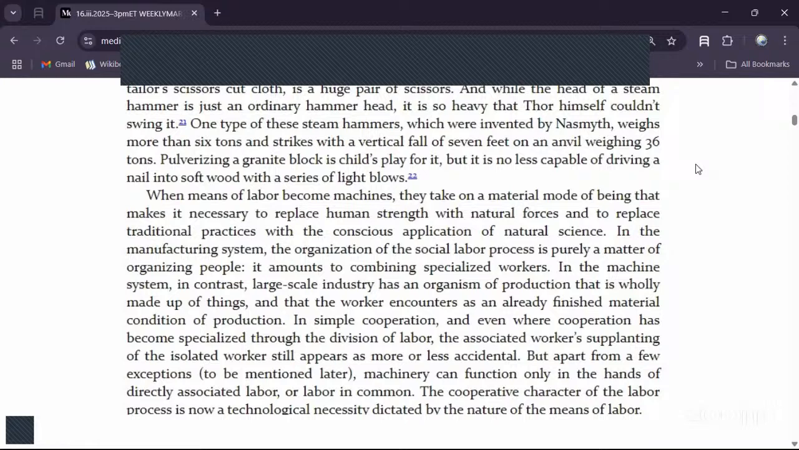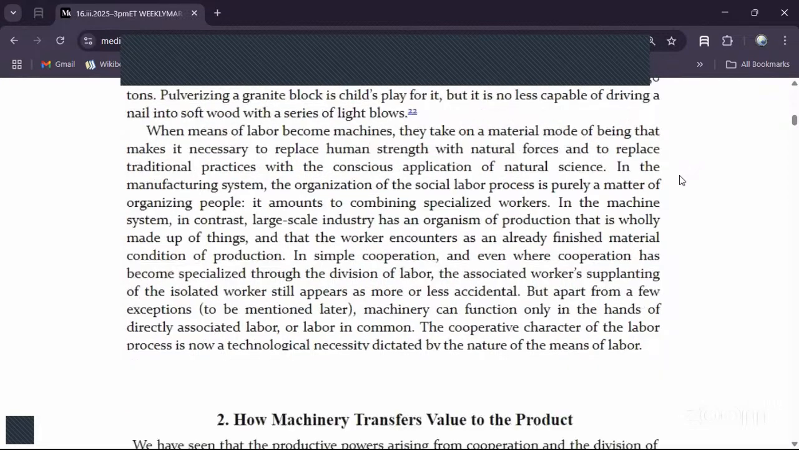In simple cooperation, and even where cooperation has been specialized through the division of labor, the associated worker's supplanting of the isolated worker still appears as more or less accidental. But apart from a few exceptions to be mentioned later, machinery can function only in the hands of directly associated labor or labor in common. The cooperative character of the labor process is now a technological necessity dictated by the nature of the means of labor.